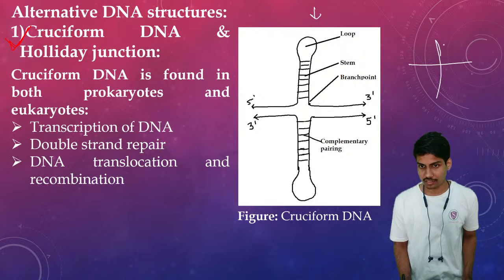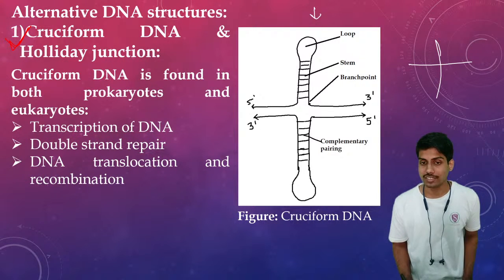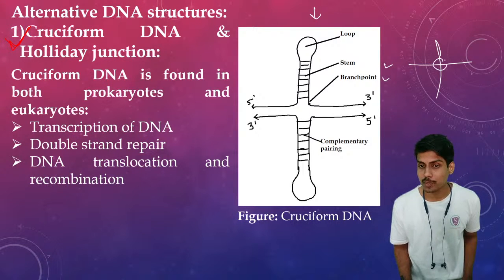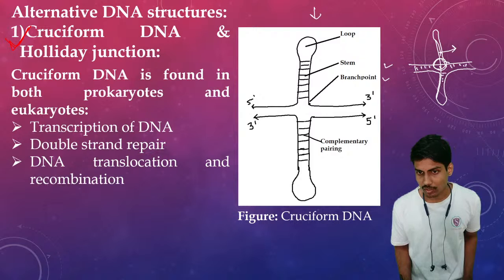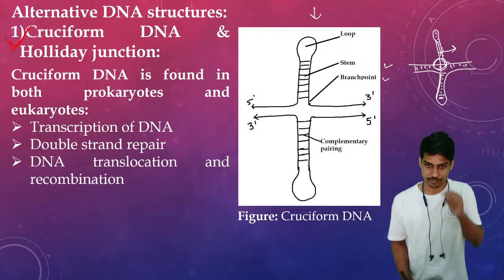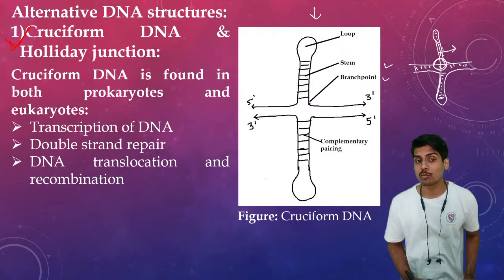It is a cross-shaped DNA. You can see this cruciform DNA has formed a stem. It has also formed a branch point, meaning this would be a branch point, this would be a stem, and there would be a loop, meaning this head-like part would be a loop. And in this there would be complementary base pairing, because these are two strands of DNA, so complementary base pairing would be present. So this is what a cruciform of DNA is.